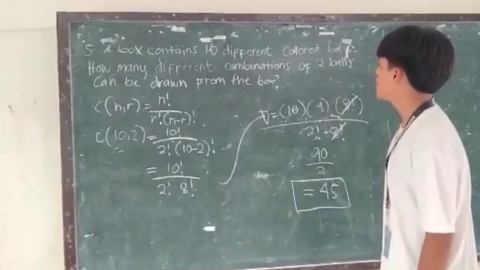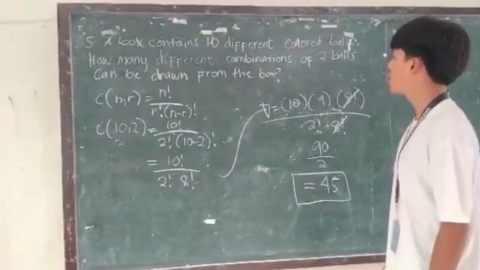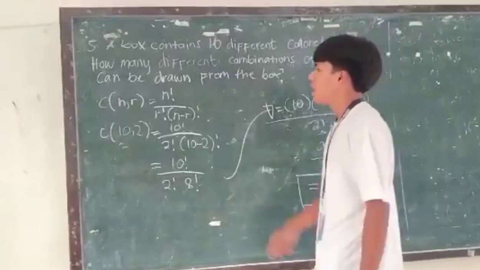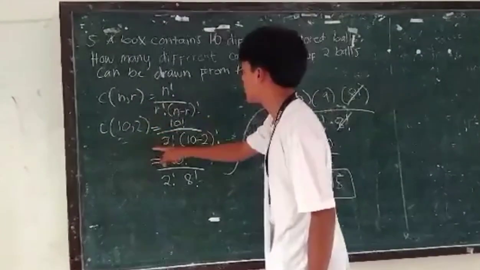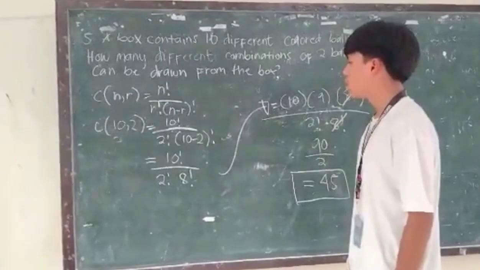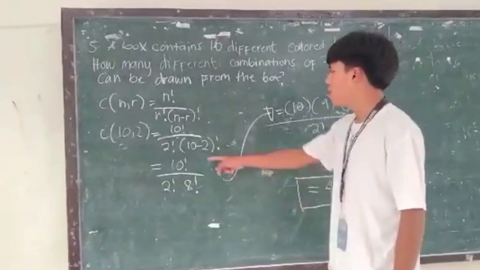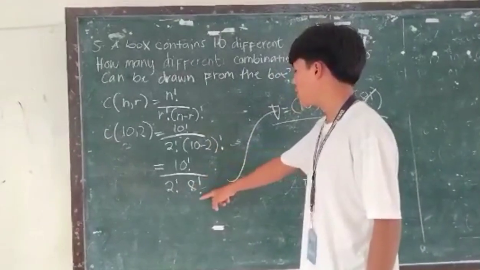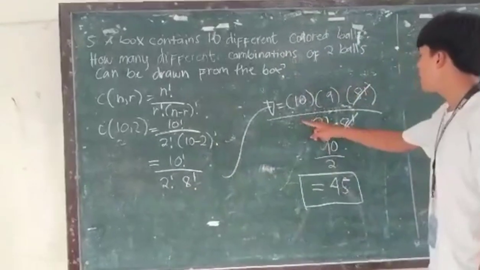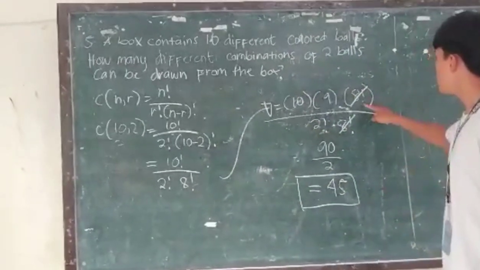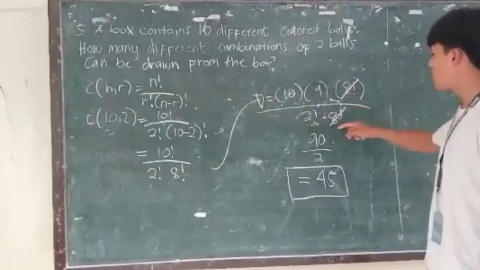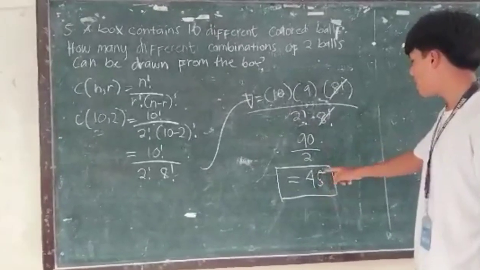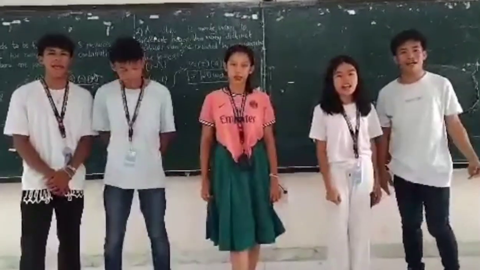38,760. A box contains 10 different colored balls. How many different combinations of two balls can be drawn from the box? C, the n here is 10 and r is 2, equals 10 factorial over 2 factorial times (10 minus 2) factorial. 10 minus 2 equals 8. So 10 times 9 over 8 factorial. The 8 factorial cancels, then 2 factorial, then 90 over 2, divide equals 45.